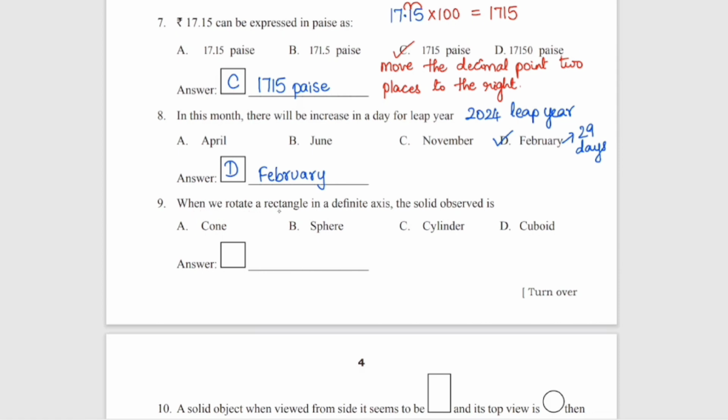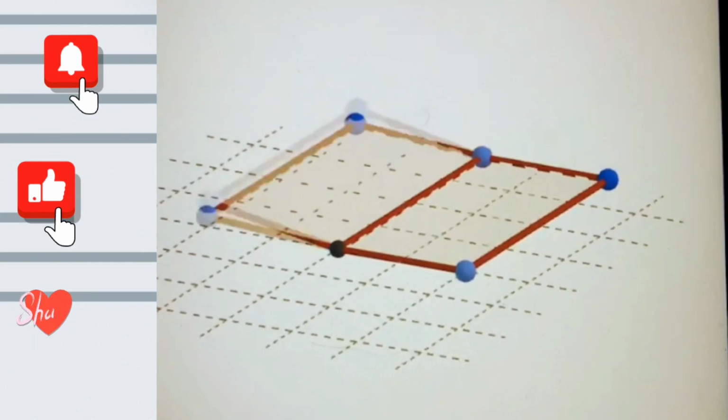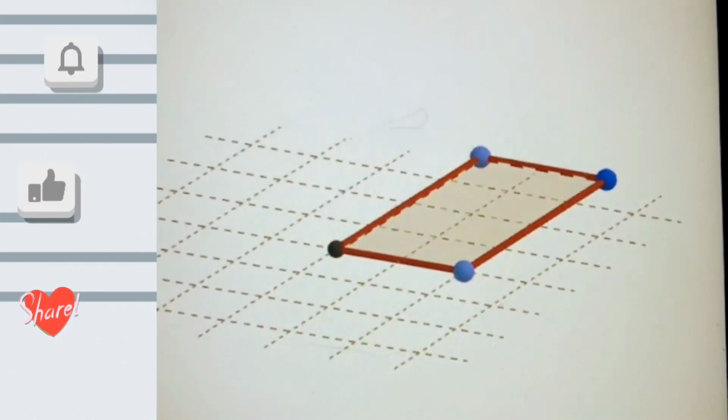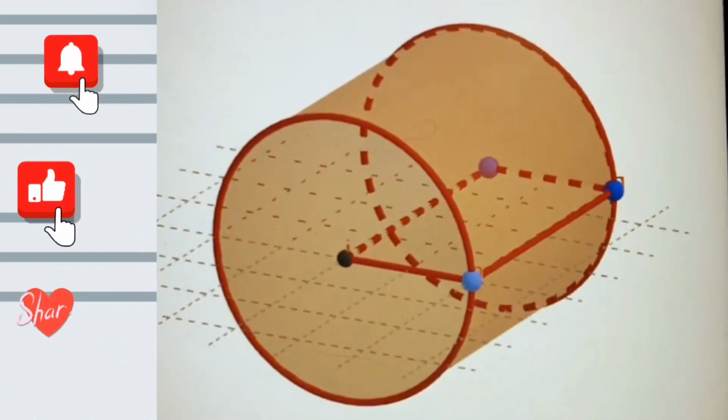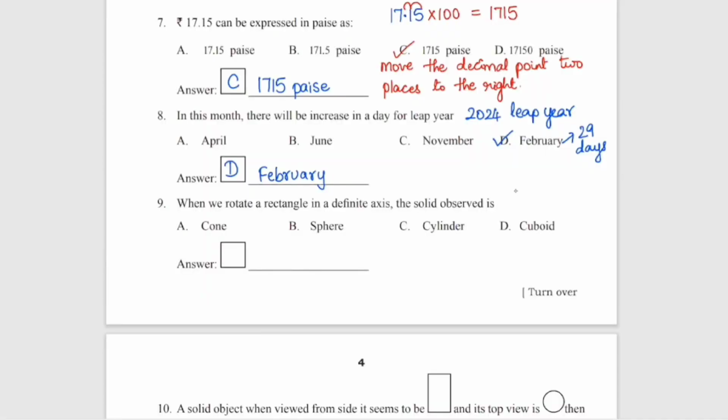Moving to the next question we have, when we rotate a rectangle about a definite axis, the solid observed is. Let's watch a small video. Here the rectangle is rotating to form, so it wasn't a cone, sphere or cuboid, correct? So we saw a cylinder. The correct option is C, cylinder. So when a rectangle is rotating about a particular axis, the solid formed is a cylinder.